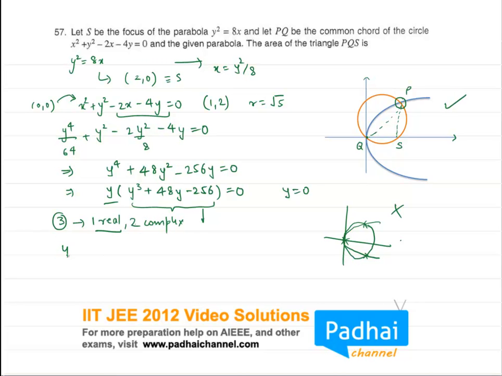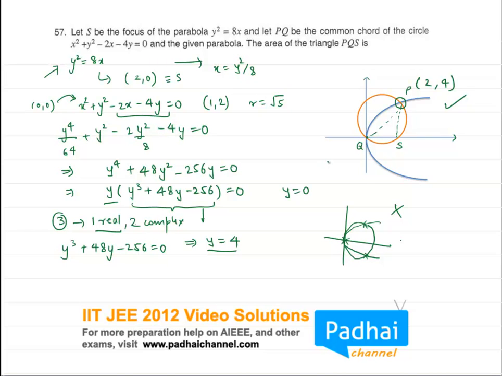So now you just have to solve y cube plus 48y minus 256 equal to 0, and by hit and trial we can see that y equal to 4 satisfies this condition. So the ordinate of point P becomes 4, and now we can easily calculate the abscissa by putting this in the parabola, because this point also lies on the parabola, which comes out to be (2, 4).